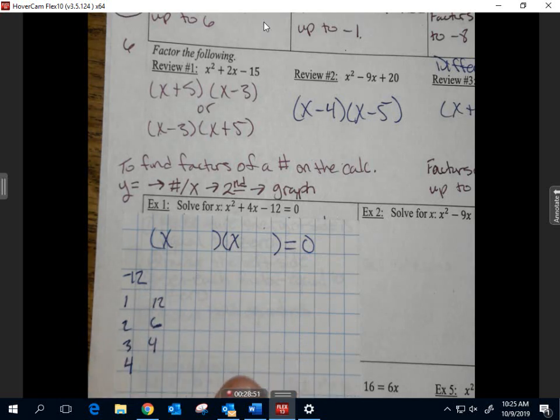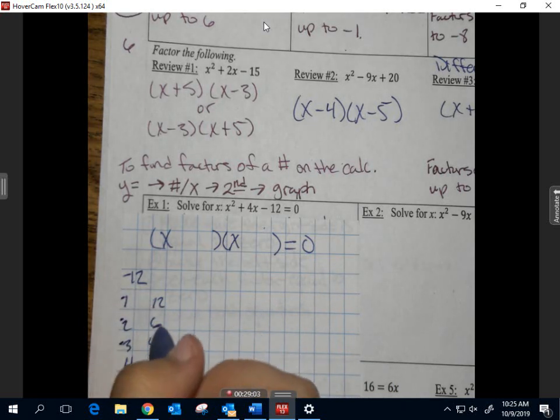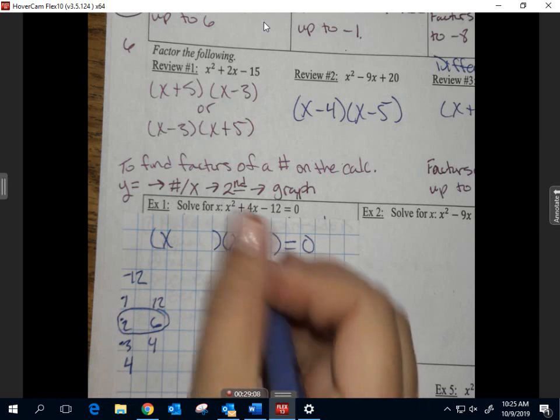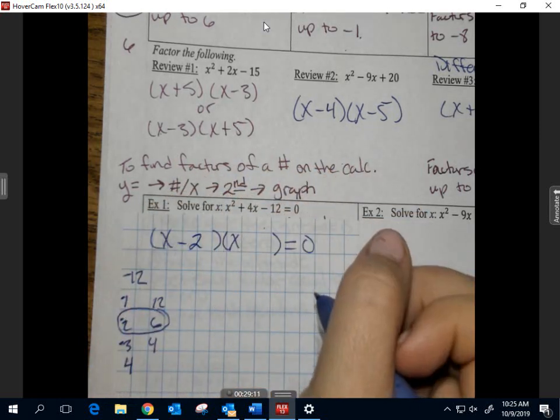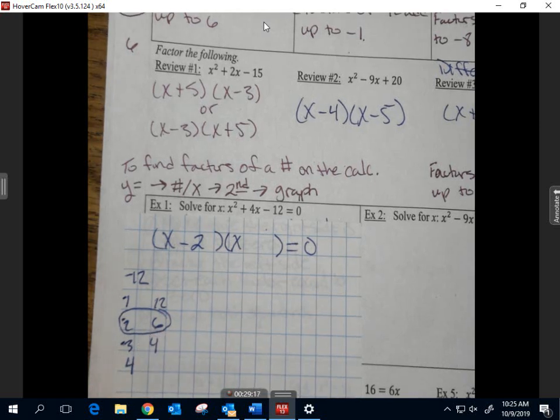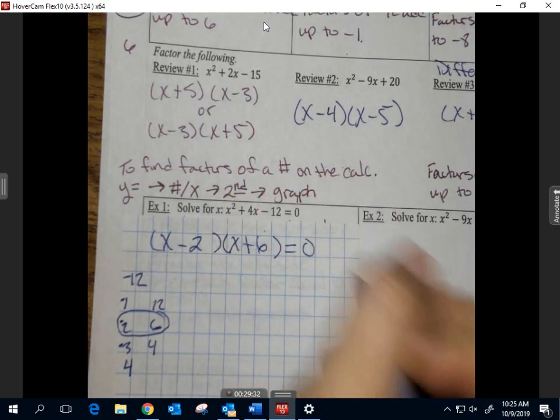Which one's going to be negative, the smaller numbers or bigger numbers? Well, remember, it has to add up to a positive 4. So our smaller number is going to be negative. It's going to be 6 and negative 2. Okay, that's a little issue, because it has to add up to a positive 4. So remember, when you add a negative and a positive together, the answer always takes the sign of the bigger number. So my bigger number in this case had to be positive since it had to equal a positive. So x minus 2 and x plus 6. There we go.